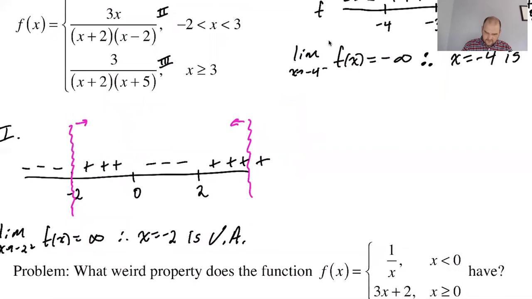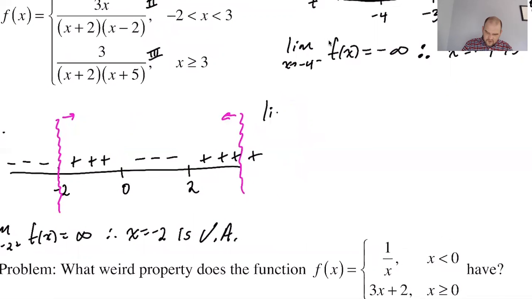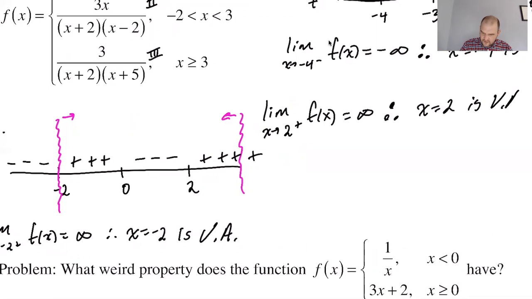And then similarly, I'm going to approach this one from, it doesn't matter. I'm going to approach from the right. Could have approached from the left and got negative infinity. I'm going to approach from the right and get positive infinity. Therefore, x equals 2 is a vertical asymptote. All right, so two down.